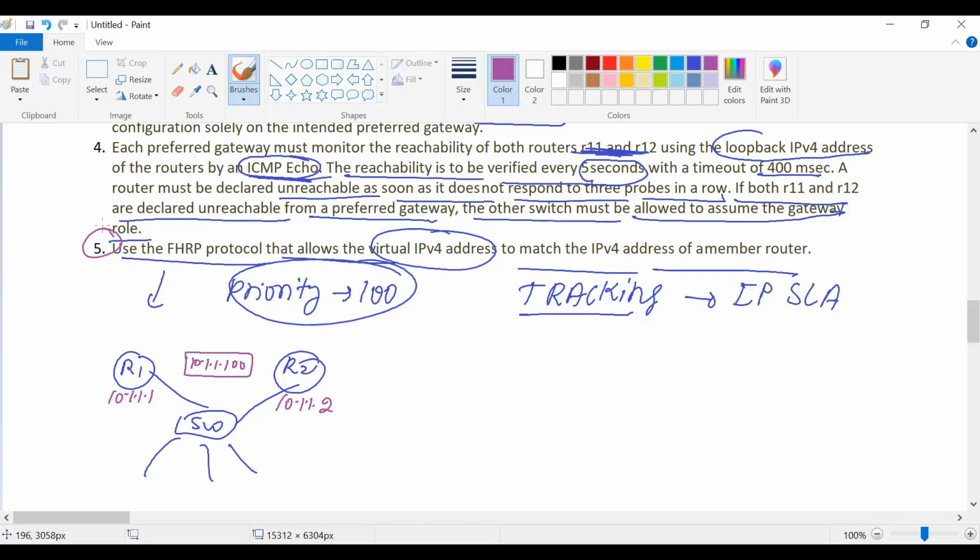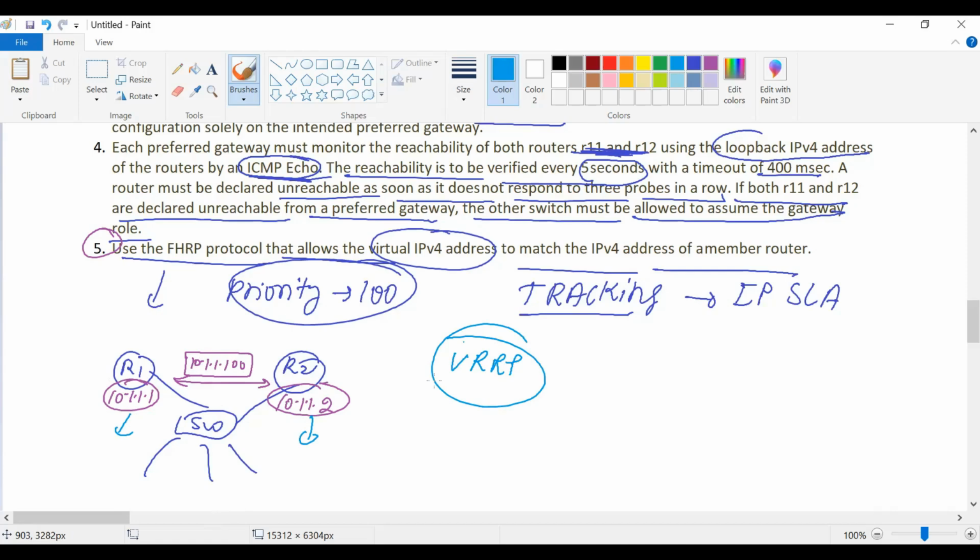Use the first protocol that will allow the virtual IP address to match the IPv4 address of a member router. It means R1 and R2 are participating in FHRP protocols, and they are using 10.1 or 10.2. So the virtual IP address must be this or this. This is not possible in HSRP, so it means we have to run VRRP.